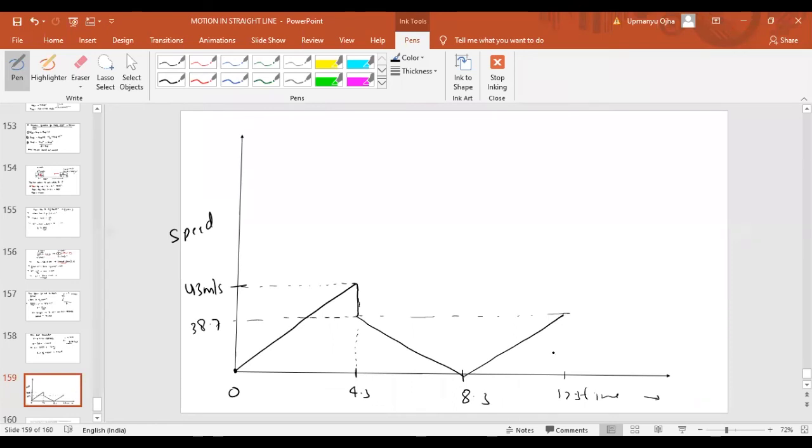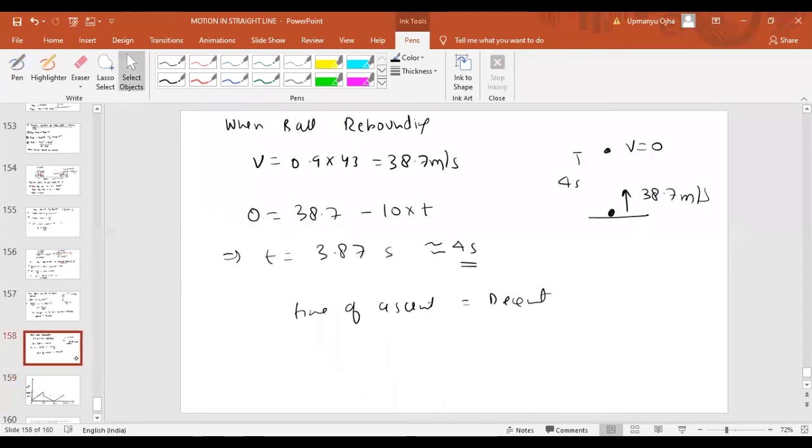Did you understand this graph or not? Are you getting this? Is that the correct graph? I hope you understand. Okay, very good. So this is the graph.